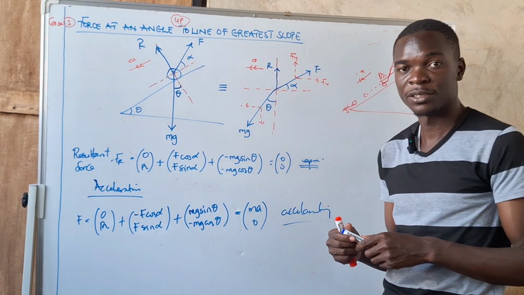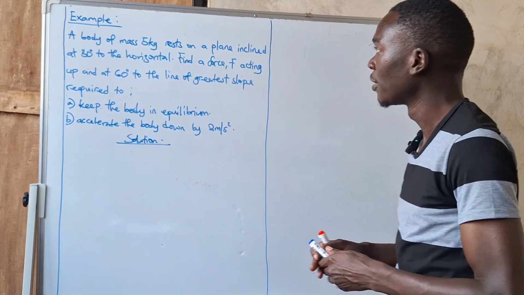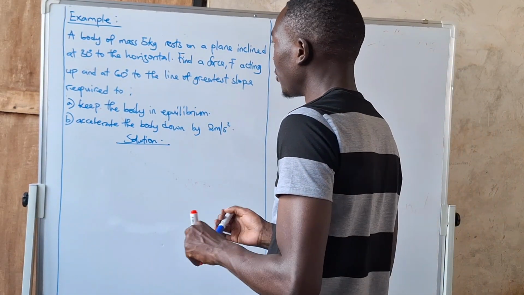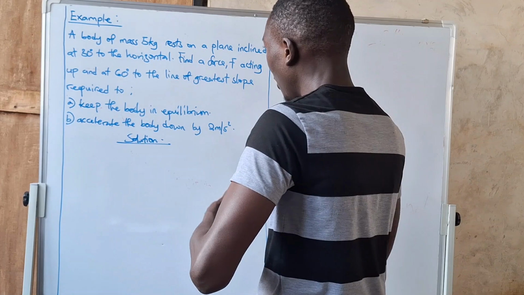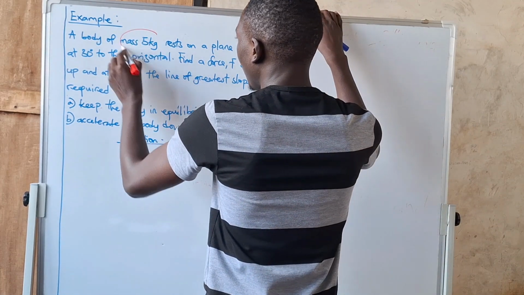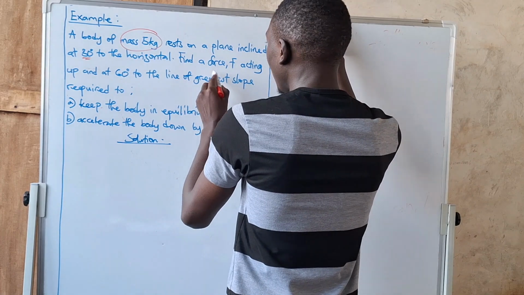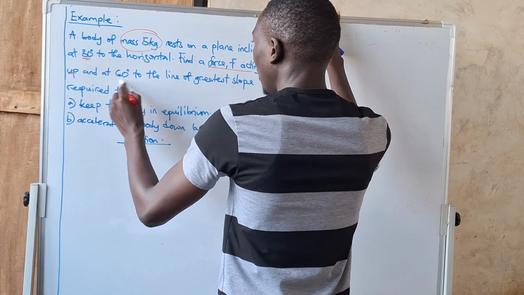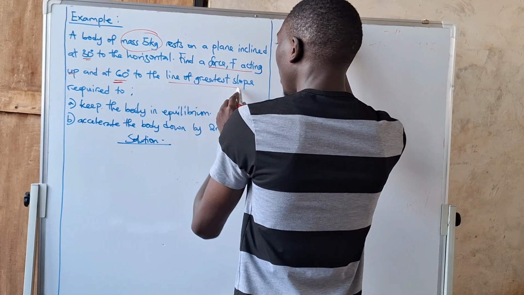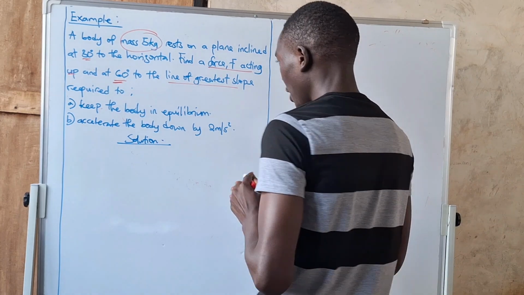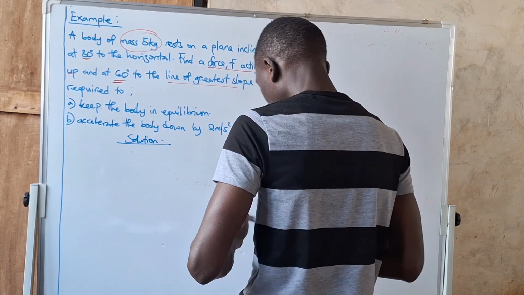Let's look at example 1. We're taking our first example. And like you can see, we have a mass of 5 kilograms. We have 5 kg as the mass inclined at 30 degrees to the horizontal. The force is acting up and at 60 degrees along the line of greatest slope. So that's the important information.